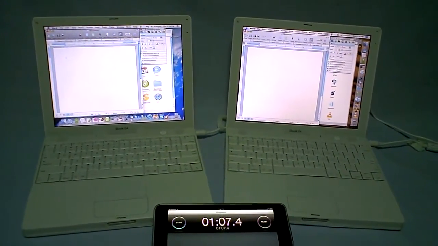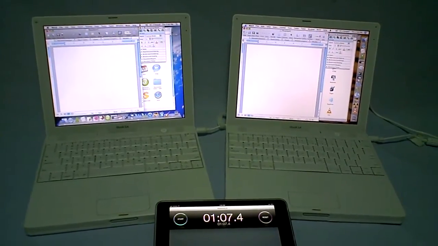So there you have it. Even on an SSD, Leopard really does appear to be slower than Tiger.